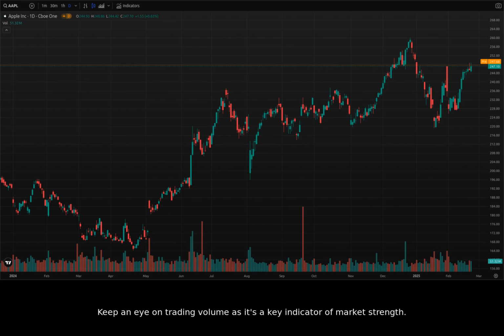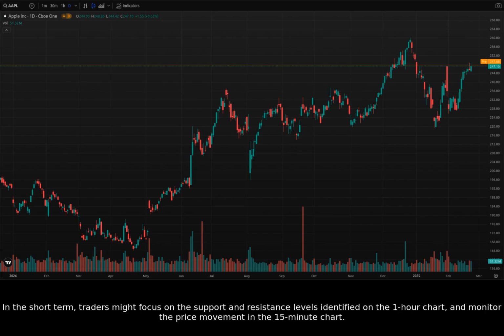Keep an eye on trading volume as it's a key indicator of market strength. If you see high volume on either up or down moves, it could signal a breakout. In the short term, traders might focus on the support and resistance levels identified on the 1-hour chart and monitor the price movement in the 15-minute chart.